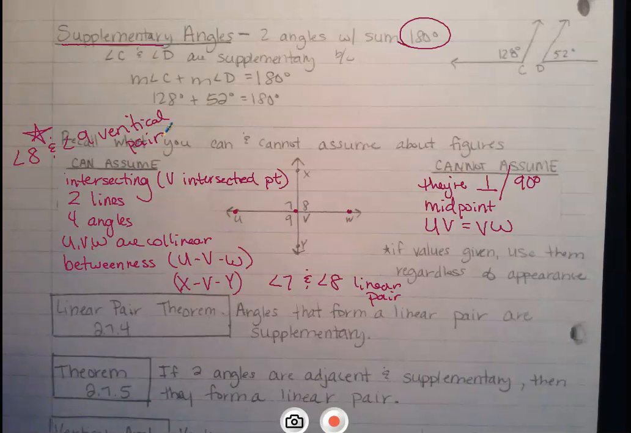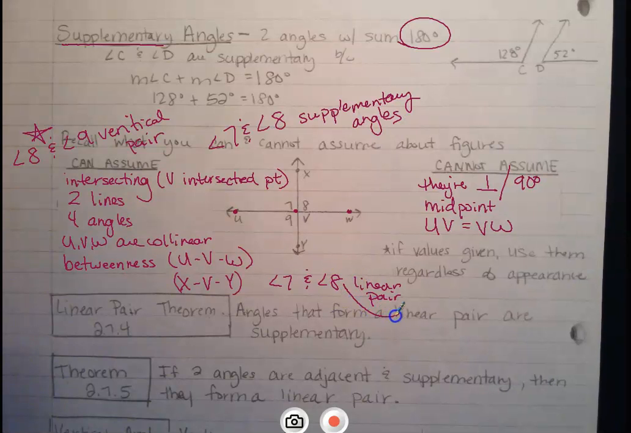Okay, 7 and 8. Do we have any complementary angles? Supplementary angles are 7 and 8. Angle 7 and angle 8 can be supplementary, because they form a straight line. So here's the thing. If the angles are a linear pair, are they also supplementary? Yes, if they're forming a straight line, then they also have to equal 180. It's kind of redundant.